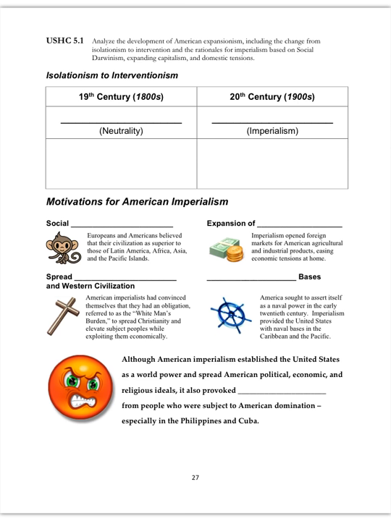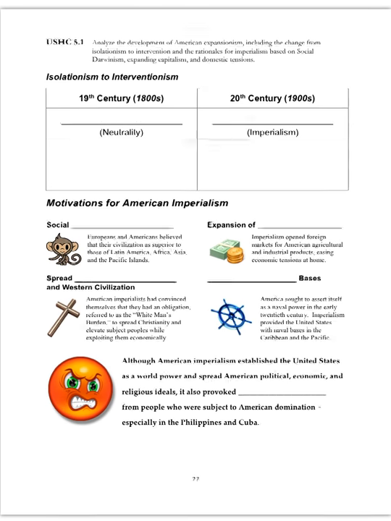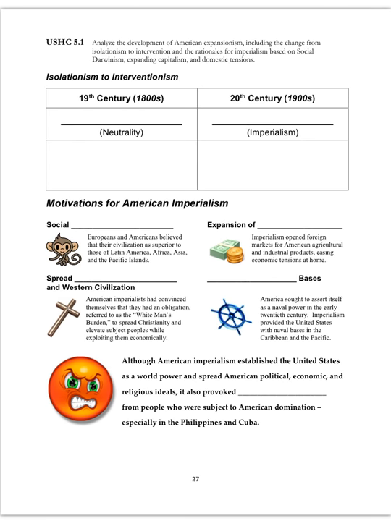So in the 19th century, or the 1800s, the United States focused on isolationism. And this meant relative neutrality in terms of global affairs and conflicts. So we're avoiding conflict with other nations, okay, whenever we can. All right, that's going to change as we're going into the 20th century, or the 1900s.